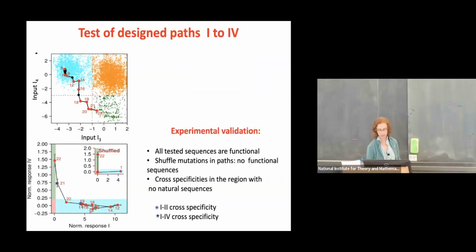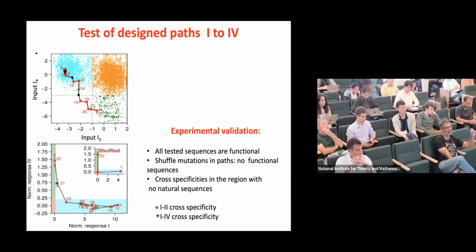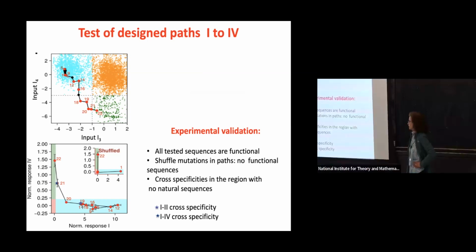And so this is the test. Understand the data. So the claim is that... What do you mean by scramble? Sorry, the mutational path. Yeah.